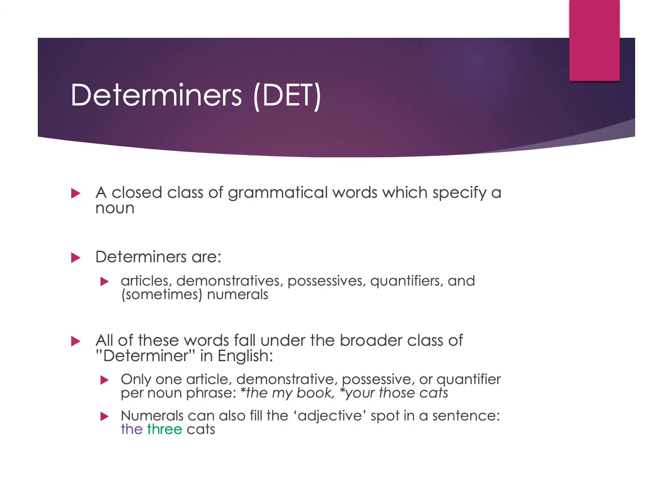fall under this class of determiner, because only one of these can be in a noun phrase in English at any given time. So I can say the book, or I can say my book, and that's fine. But I can't say the my book. I can't put 2 of them. So even if I have a possessive and an article, these are all fitting into the same spot of determiner. So we only use determiner to describe these.